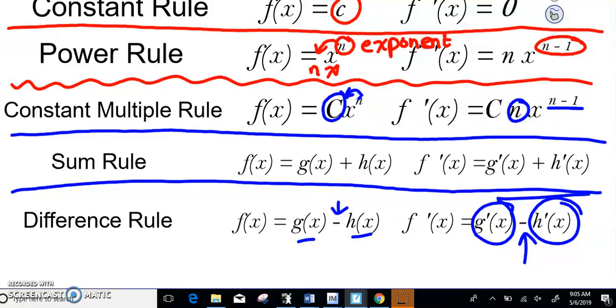And in calculus, we'll get more in depth with it. But right now, these are the only ones we're going to deal with, these 5. All right. So now we're going to go to an example where we actually start using these rules.